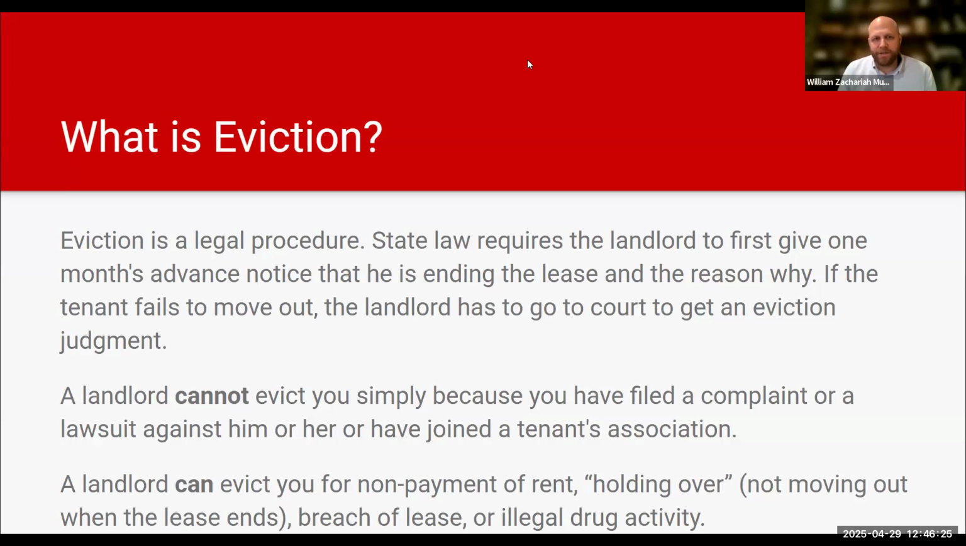You do have protections: they can't do it just because you filed a complaint against them or because you have joined a tenant association to try to advocate on behalf of tenants as a group. But for non-payment of rent, holding over, meaning not moving out after the lease expires or after you provided a notice to vacate, breach of the lease, or illegal drug activity, they can evict you.